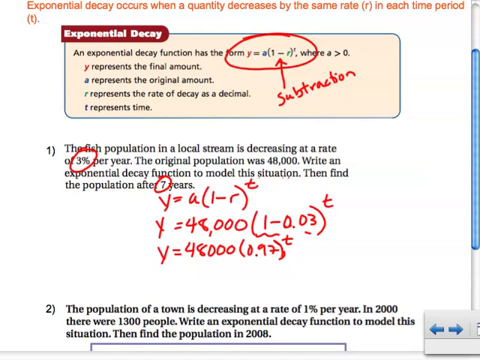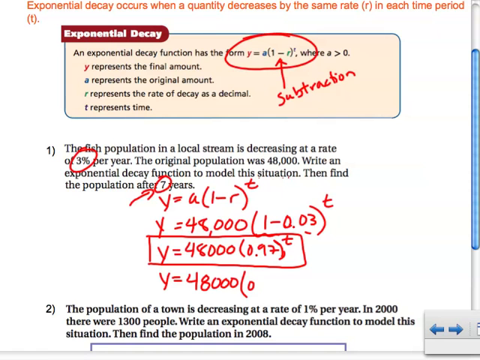And then we can use that function that we wrote there for what's going to happen in 7 years. So now we can plug in our 7 years for the t for time, and punch that in your calculator, and it will tell us how many fish we will have left in 7 years. I'm running out of space, so I'm just going to write it across here. 38,783.2 fish, I suppose.